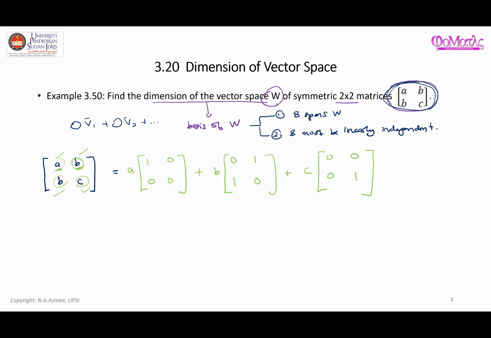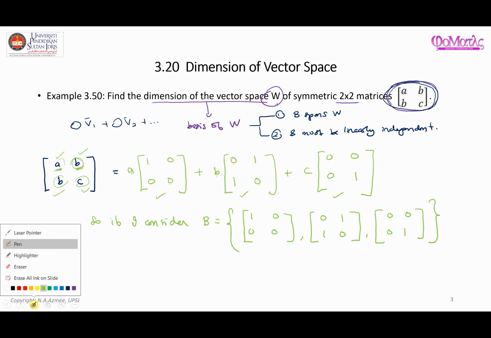you can already show that if I consider a set, we can call it set B. B is given by these 3 matrices 1 0 0 0, 0 1 1 0, and 0 0 0 1. I have already shown that B here spans vector space W. So I'm just going to label this as 1.